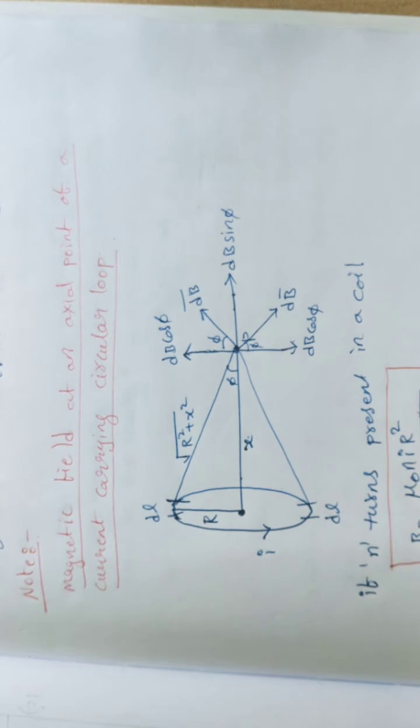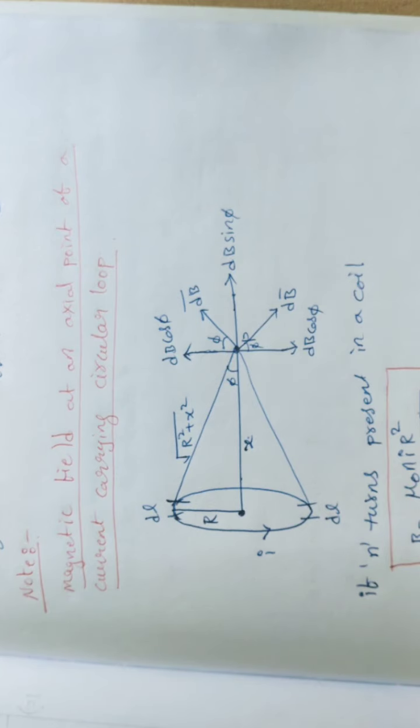One more concept to observe, students: the magnetic field at an axial point of a current carrying circular loop. This concept we will discuss in moving charges and magnetism, in the coming classes, but let us just recall one formula in this situation. Based on this formula only, we are able to explain the next concept.